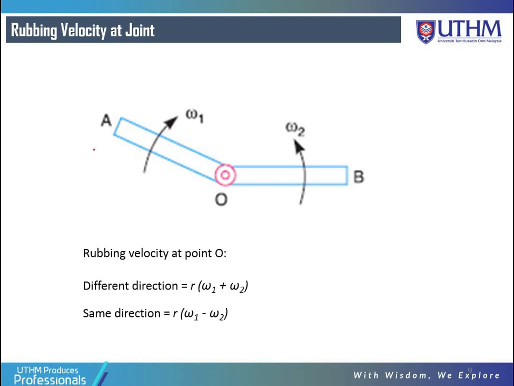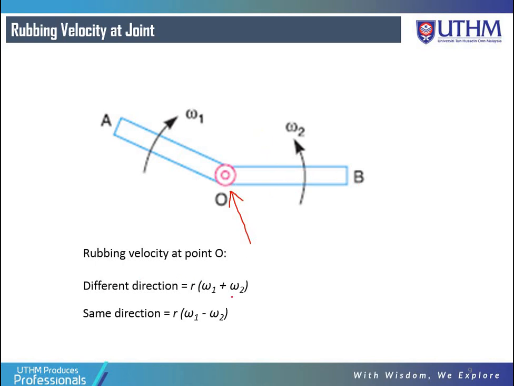And then this is the rubbing velocity at a joint. Say this is one link, this is another link, and this is one pin. Whenever link OA is rotating clockwise and link OB is rotating anti-clockwise, what we have here is one rod or one pin. This pin or rod will face angular velocity because links AO and AB are moving.